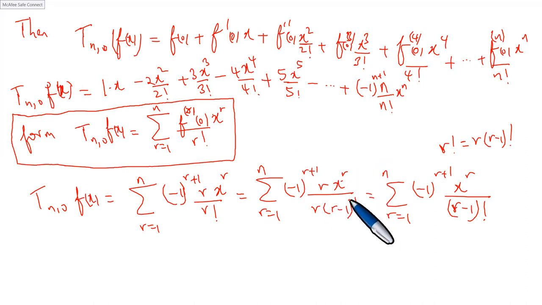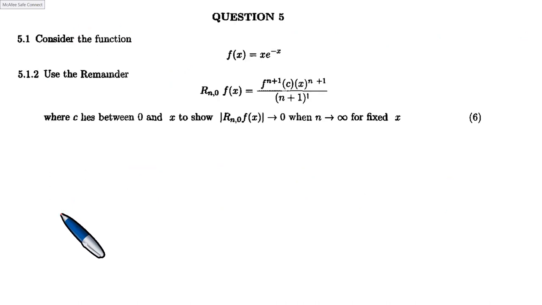All right. So we have this, and now this is T sub n comma 0, we get that one. Now the next thing is we do the second part. We are still given the same function, but now we want to do the remainder. So we need to use the remainder, where c lies between 0 and x. What does it mean? It means c lies between 0 and x, to show that this approaches 0 as n approaches infinity for fixed x.